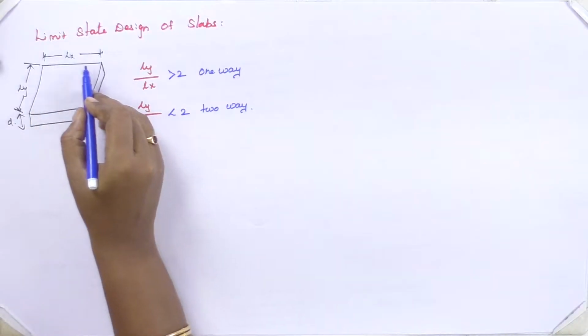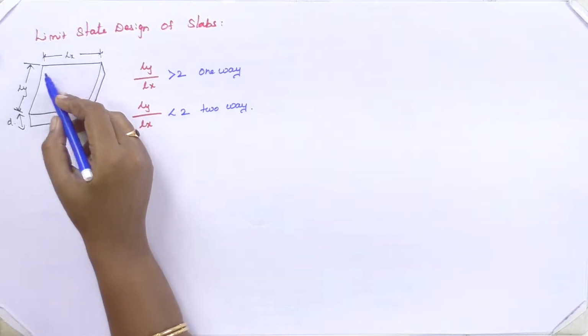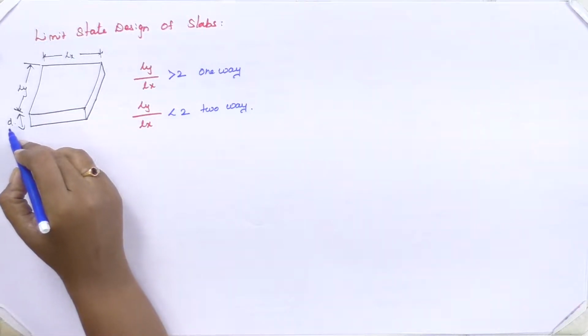We have two types of slabs in general. Ly is for the longer span and Lx for the shorter span. When Ly by Lx is greater than 2 you can call it a one-way slab, and when it is less than 2 you can call it a two-way slab. Today we are going to see the design of one-way slab and two-way slab as per the IS codal provision. This is the slab having the dimension Lx and Ly, whereas D is the thickness of the slab.